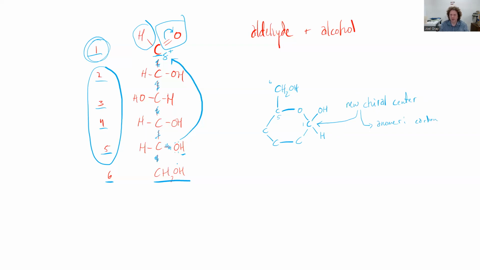Also worth noting about this cyclization event is our reactive groups, our aldehyde and our alcohol. Well, our aldehyde and our alcohol react together to form what is known as a hemiacetal.